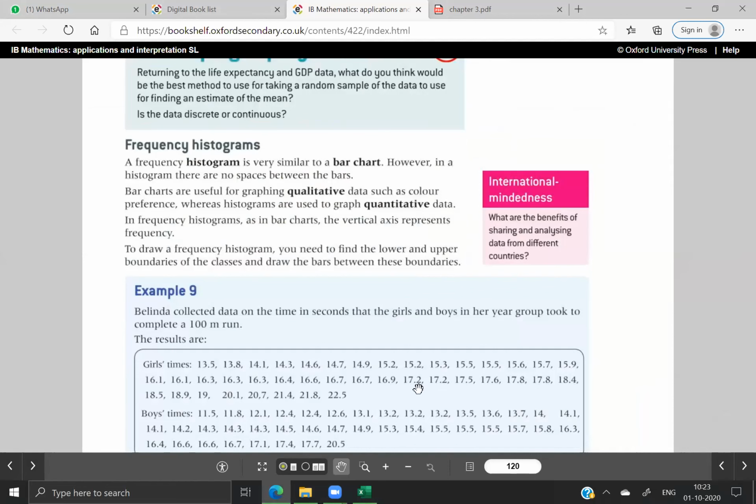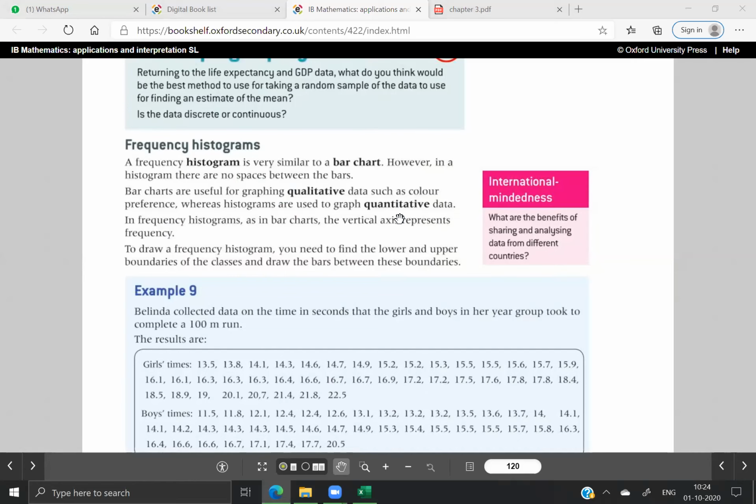Belinda collected data on the time in seconds that the girls and boys in a year group took to complete a 100-meter run. So the results are given, the girls' time is given, and the time boys took is given. Now here they are asking us to represent this in a histogram. So histogram basically is used to graph quantitative data, and bar graph basically is representing qualitative data.